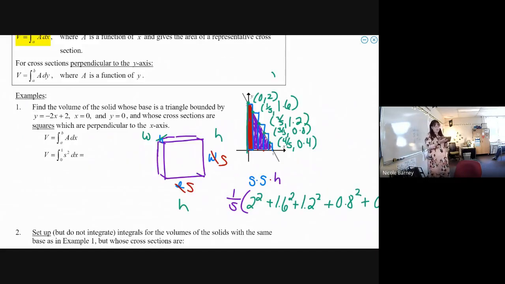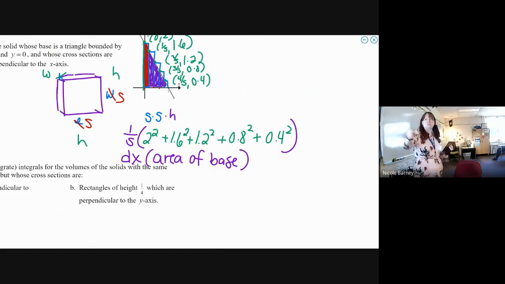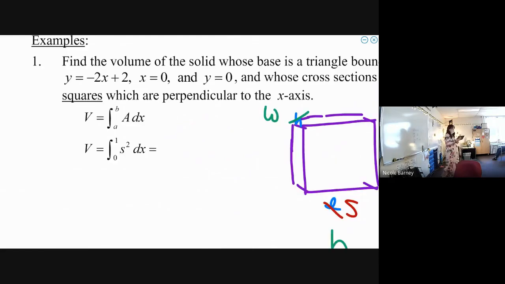So how did we find the area of this? We took the change in x, right, times the area of the base, which was that square. That was the area of the base. So we took the area of the base times the height, which is the change in x. That is where this integration formula comes from.